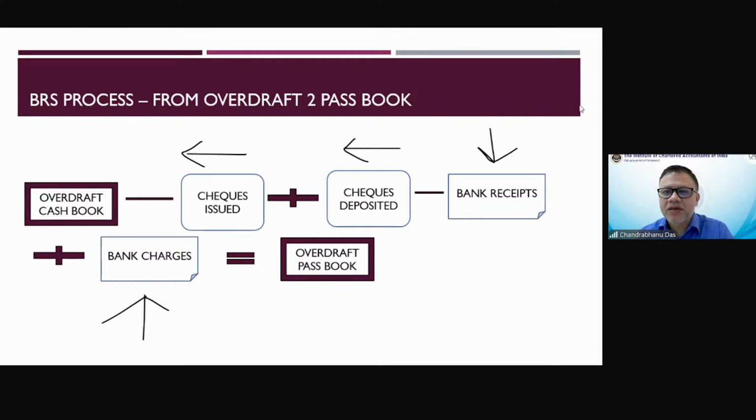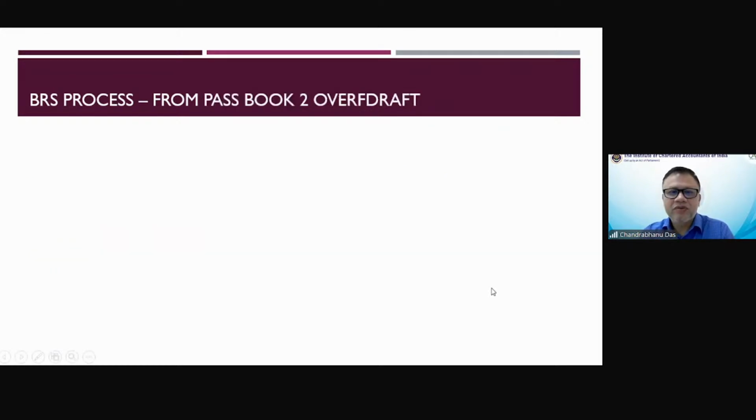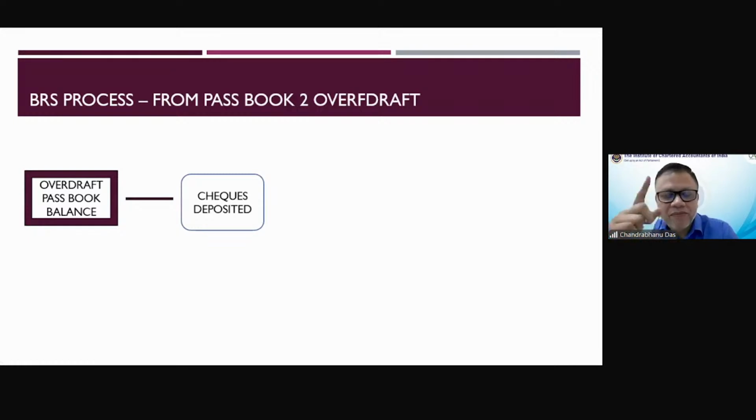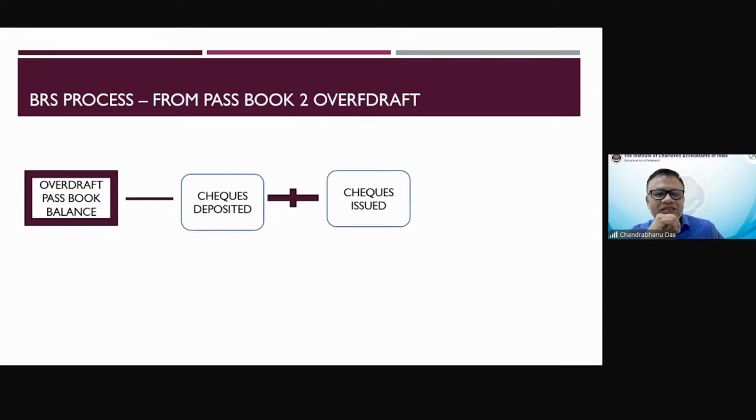Okay. So this is how we are going forward. Now from passbook to overdraft. Suppose my passbook balance is overdraft, then I assume that the cash book balance must be overdraft. So what I have to do is deduct all those things which have been responsible for decreasing the passbook. I'm going in reverse. I have to do all those things that take me to the cash book balance, meaning all the things which will decrease my cash book balance and which will increase my cash book balance. Checks deposited will decrease my cash book balance and checks issued will increase my cash book balance.